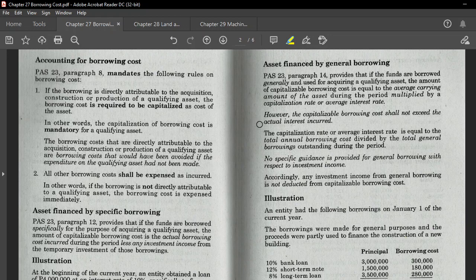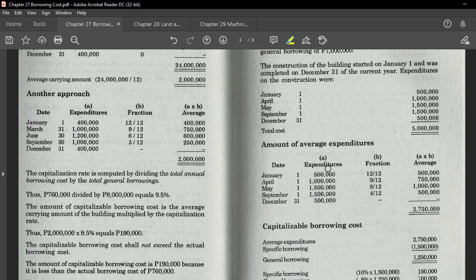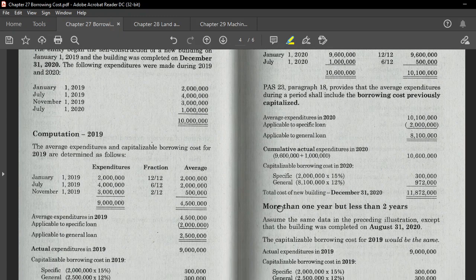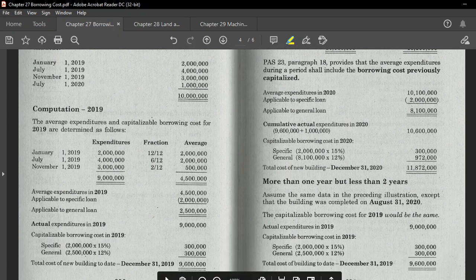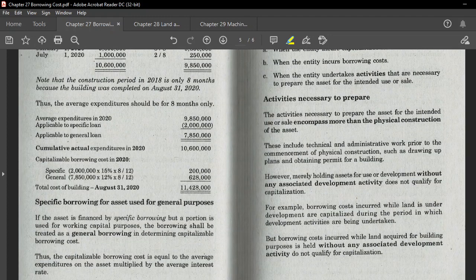So, nagamit mo din siya sa iba pang mga bagay, although part of it is used in the construction of the PPE. Okay? So, how do we account for these borrowings or how do we compute for the borrowing cost? You have here some illustrations, and I hope na inyo ni siyang naagian, bahalag kadali lang.